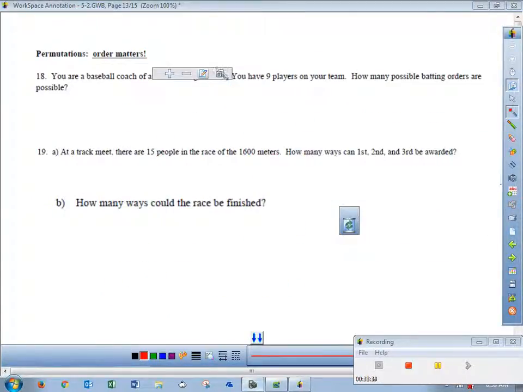And now a little bit of permutations. Order makes a difference on these permutations. You're a baseball coach of a summer league team. You have 9 players on your team. How many possible batting orders are there?